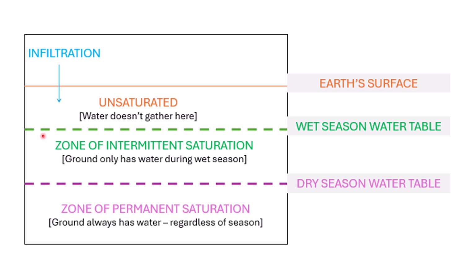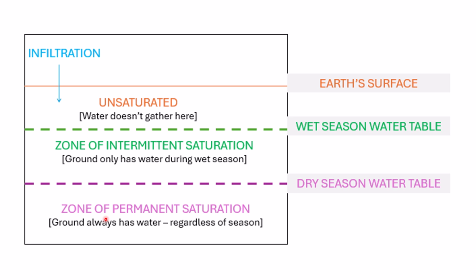So, very important to remember, that is the Earth's surface. The area just below the Earth's surface is said to be unsaturated because the water doesn't gather here, it simply passes through. Then at the driest time of the year, we have what is called the dry season water table, and very importantly, the part of the earth below the dry season water table always has water in it. Hence it is called the zone of permanent saturation, meaning that there is always water inside the earth in this section.